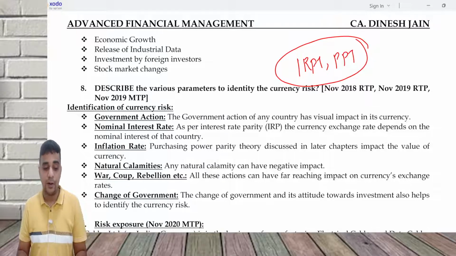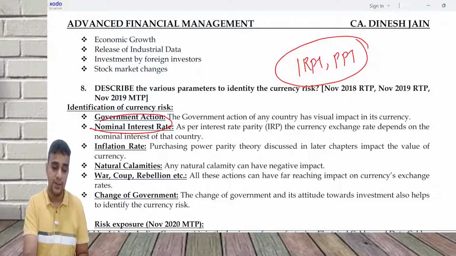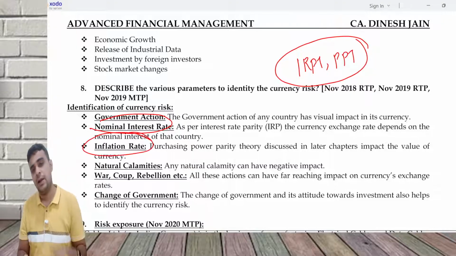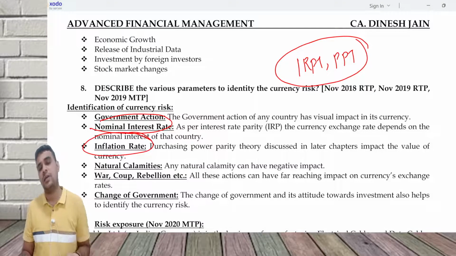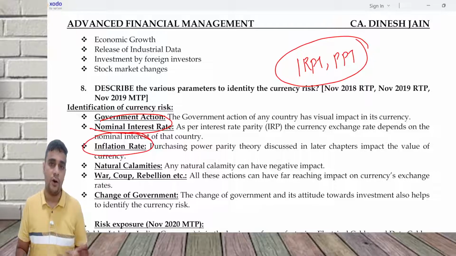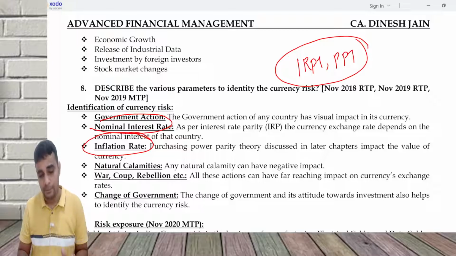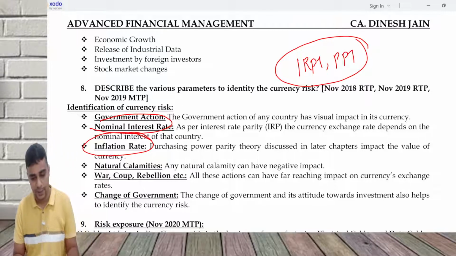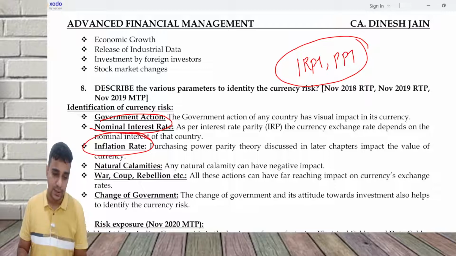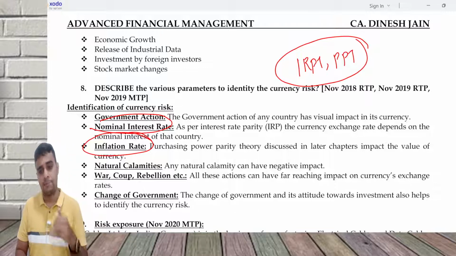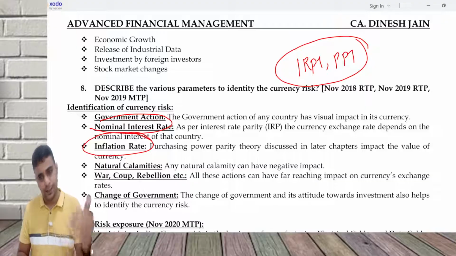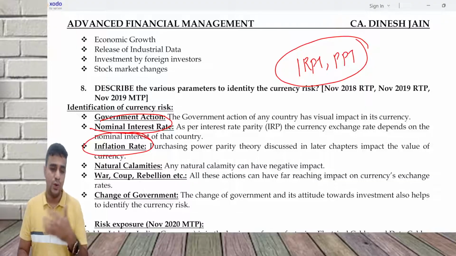Interest rates are dependent on inflation. So the two major factors are interest rate and inflation. Apart from that, government action, RBI action, change of government, demand and supply of the product, and natural calamities can all have an impact. But the primary factor is the interest rate parity theory aspect and the purchasing power parity theory aspect. So in this chapter, before I discuss question 9, I'll quickly revise it. Question 9 is just to do a summarization.